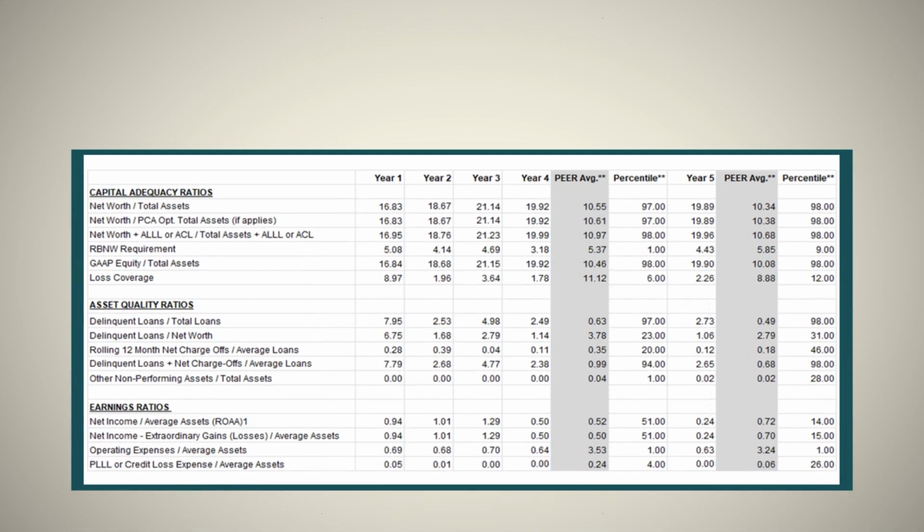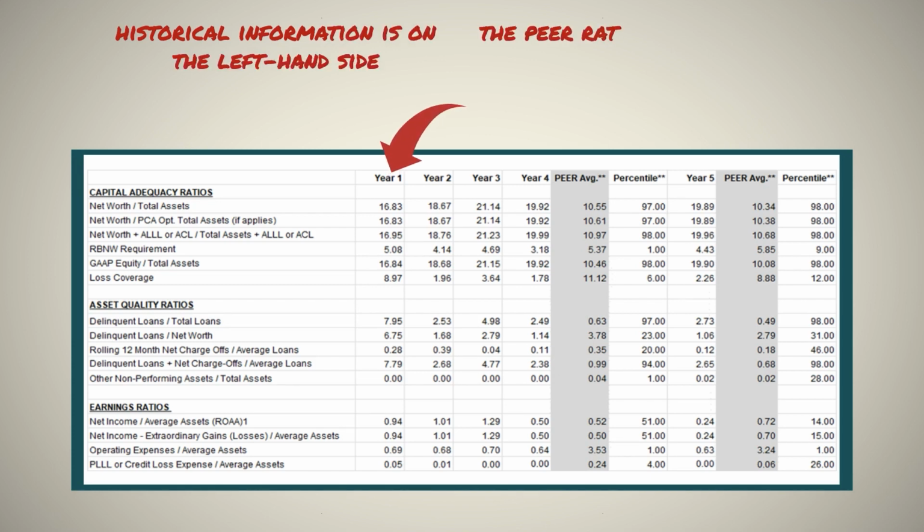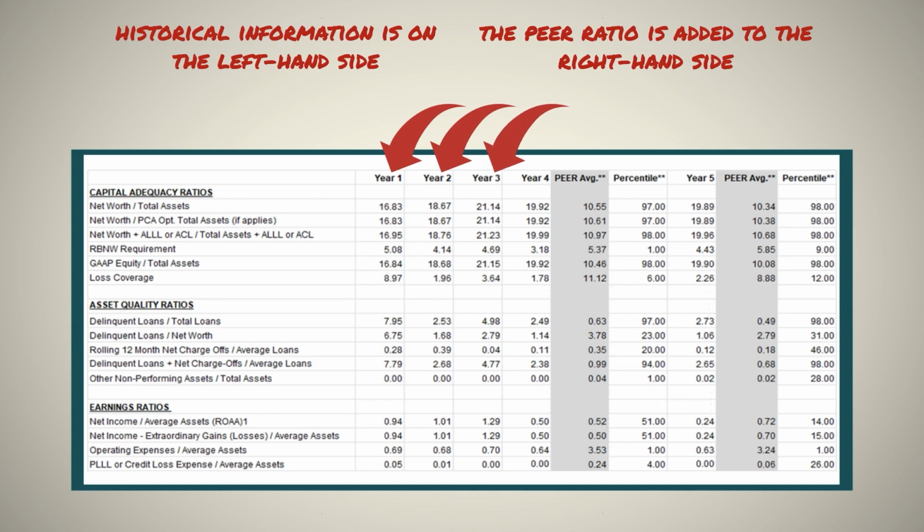Before we get started, if you've never seen an FPR before, here's a sample of the report layout. Notice how the historical information is on the left-hand side and the peer ratio is added to the right-hand side. Now that you've seen an example of the report, let's talk about what these ratios are and what they measure.